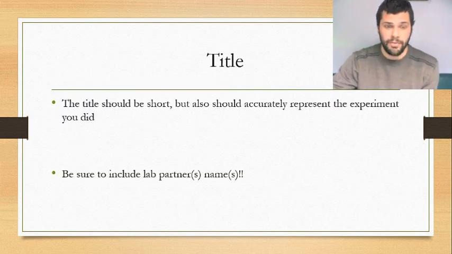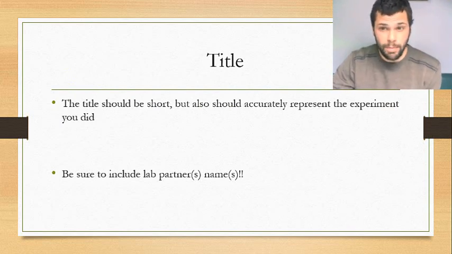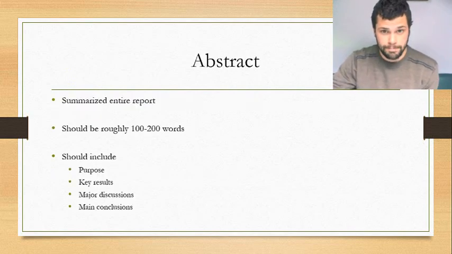Title. This is the first thing you should write in your lab report. The title should be short, but it also should accurately represent the experiment you did. Below the title, be sure to include your lab partners' names.